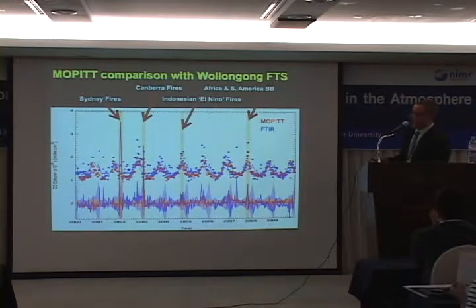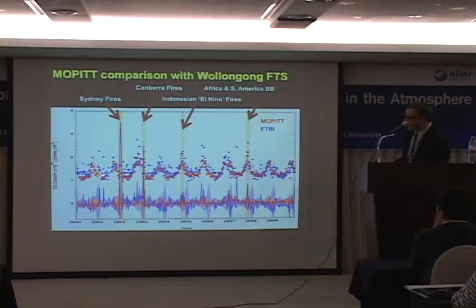Okay, I just want to talk about trends and validation just very quickly. It's very important when you have a satellite instrument that you do some comparisons with other measurements. What I'm showing on this plot is some comparisons of carbon monoxide from MOPITT with an FTS, that's a Fourier transform spectrometer, from Wollongong, that's near Sydney in Australia. And you can see here we have this seasonal cycle, and it's picked up very nicely by both the MOPITT and the Fourier transform instrument.